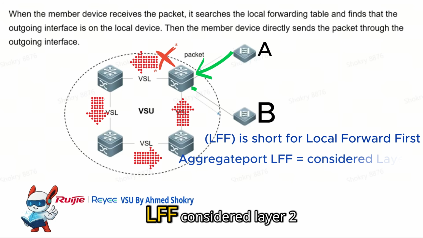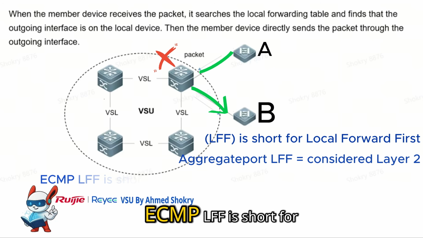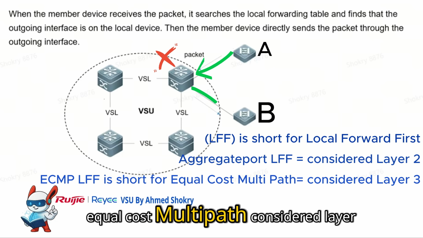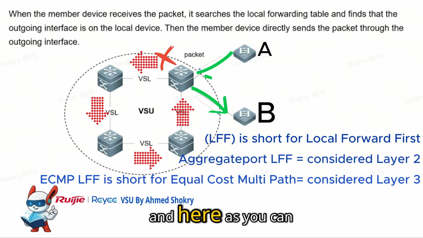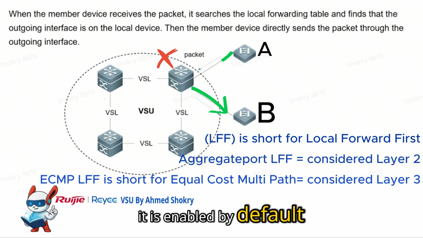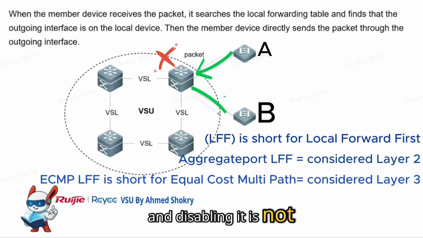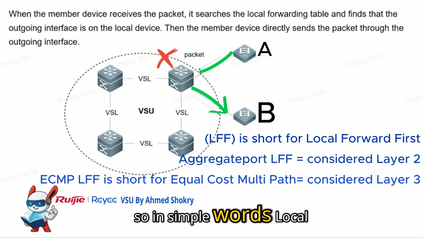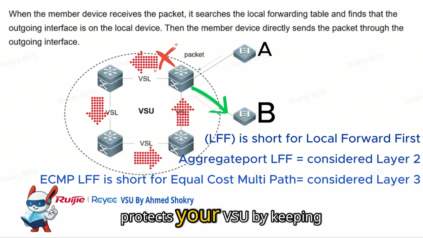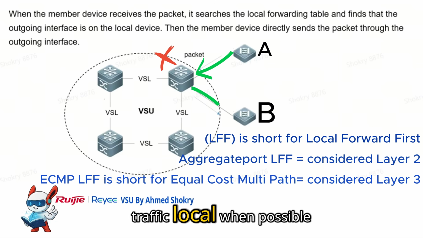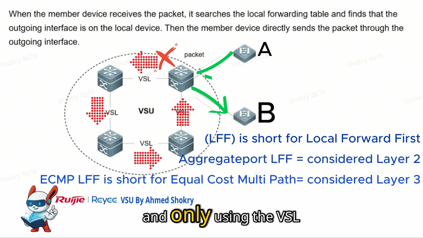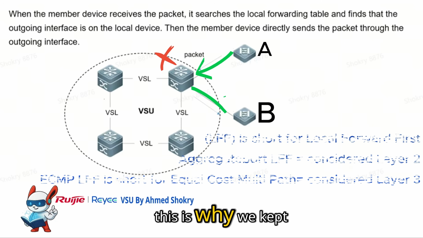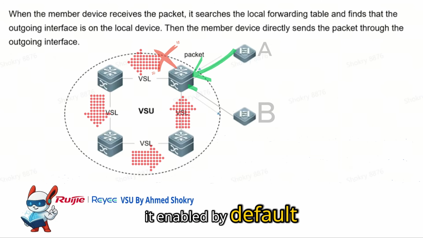Aggregate port LFF is considered layer 2. ECMP LFF is short for equal cost multipath, considered layer 3. And here, as you can see, it is enabled by default, and disabling it is not recommended for normal deployments. So, in simple words, local forward first protects your VSU by keeping traffic local when possible, and only using the VSL link when absolutely required. This is why we kept it enabled by default.